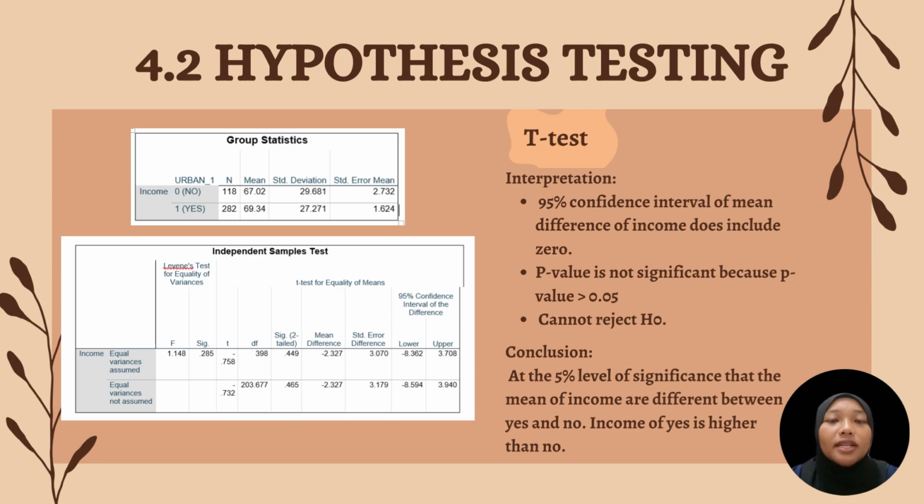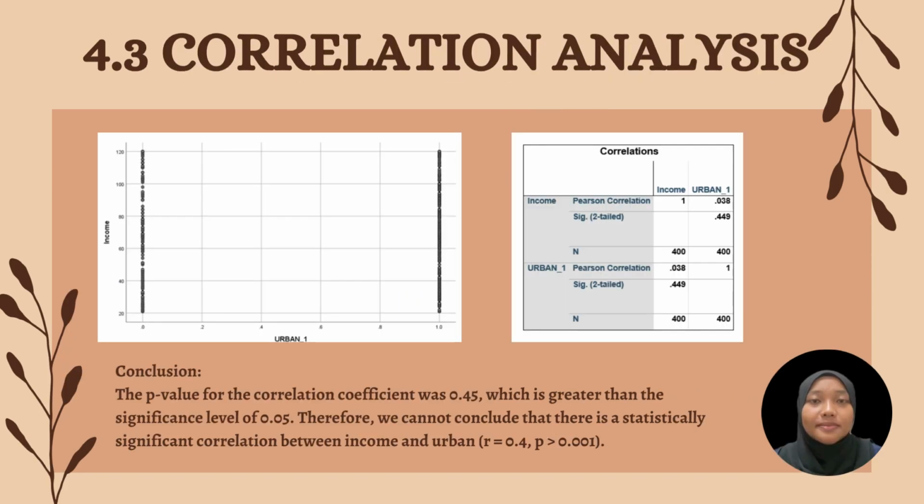In conclusion of the t-test, at the 5% level of significance, the means of income are different between yes and no. Income of yes is higher than no.